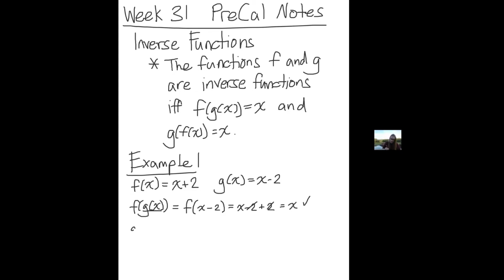Now we have to check g of f of x. Okay, so replace f of x with what f of x is actually equal to, which is x plus 2. And then plug that in for x in our function g. So g of x is x minus 2. So plugging in x plus 2, we get x plus 2 minus 2. So then again, 2 minus 2, that cancels, and we're left with x. So because both of those things are true, we can say f of x and g of x are inverse functions.